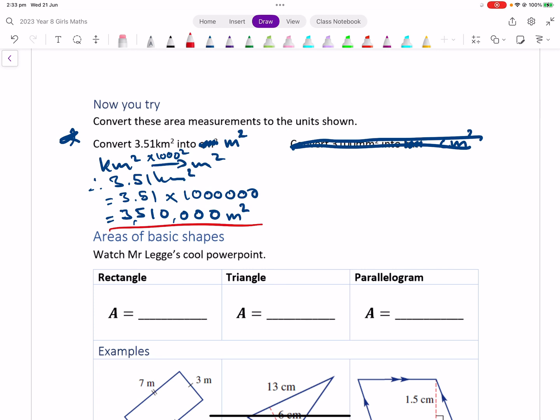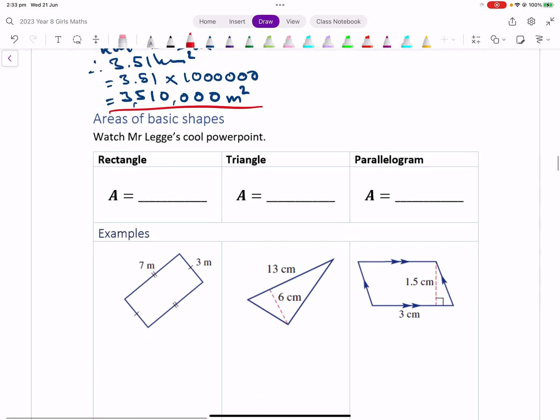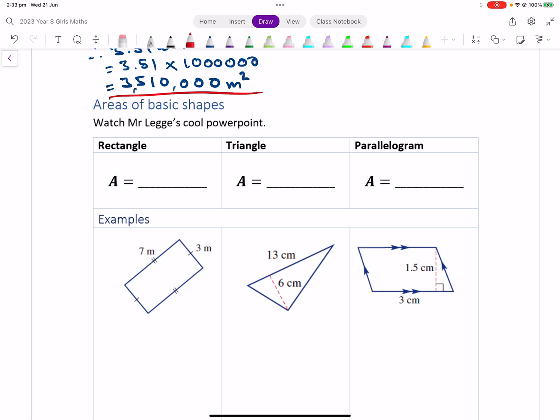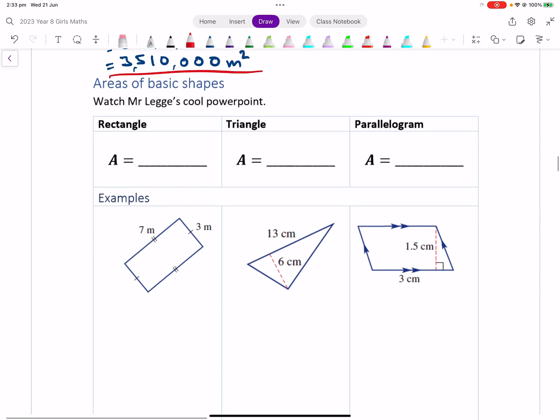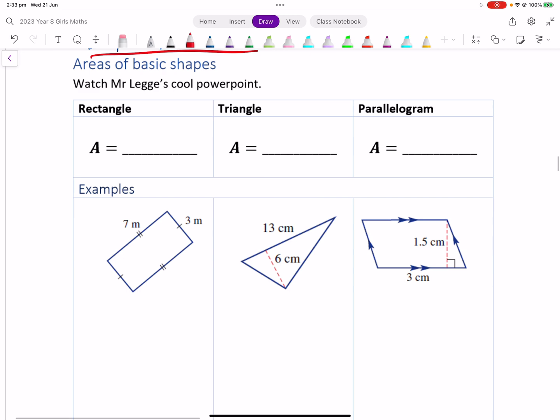All right, now what we might do with these ones is, when we get back to the school in term 3, I might show you this PowerPoint, but for now I might just give you the formulas, which you are probably familiar with, for calculating the area of a rectangle, triangle, and parallelogram. The area of a rectangle is length times width. The area of a triangle is a half base times height. And the area of a parallelogram is base times height.